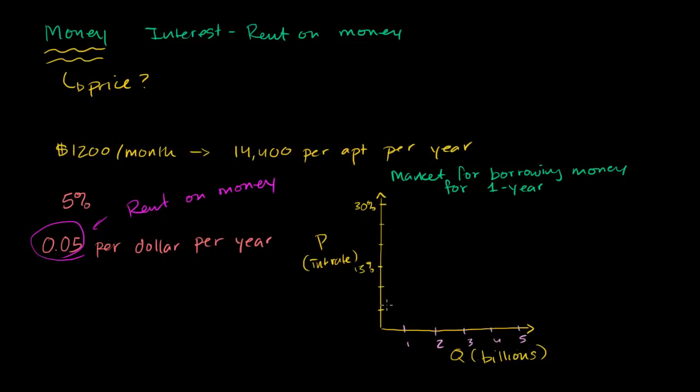And so let's first think about the demand curve. We could think of it as a marginal benefit curve. Those first few dollars that are out to be lent, there's someone who's going to get a huge marginal benefit of it.